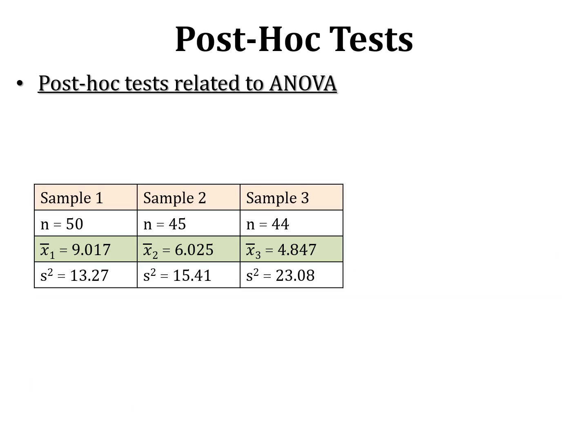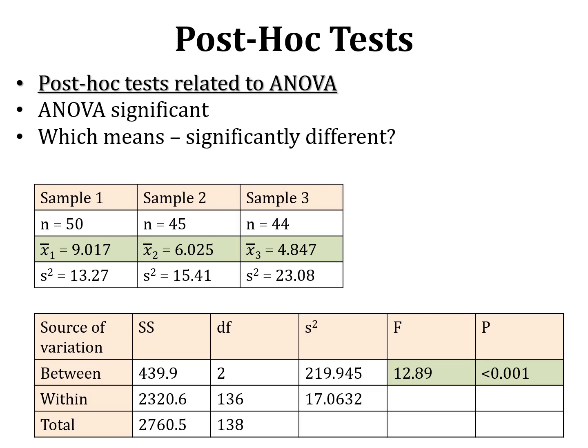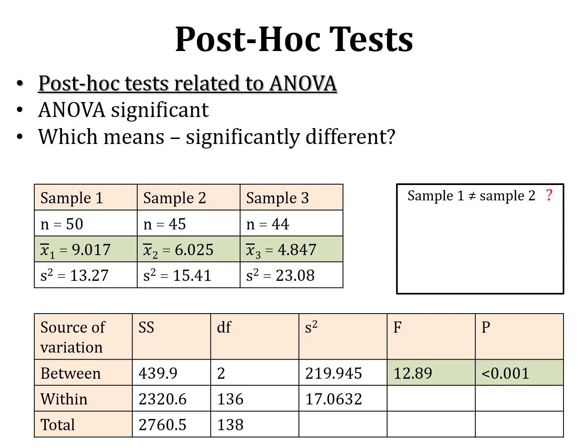Then we have another example of 3 samples, and here also you can see that the mean values are different. And when we performed ANOVA, we found out that these are very highly significantly different from each other. But which means are different, right? Is it sample number 1 and 2 which are highly significantly different from each other? Is it sample number 1 and 3 which are significantly different from each other? Or is it sample number 2 and sample number 3 which are significantly different from each other, right?